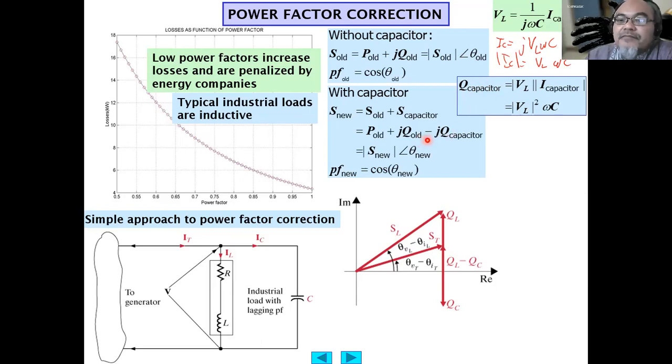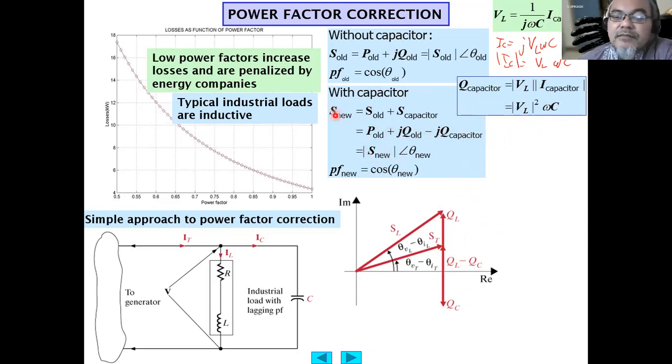Since the capacitance here is leading, it has a leading power factor. So it means the voltage is lagging the current. So it has this negative reactive power. So the new complex power will be equal to P old plus jQ old minus jQ capacitor.